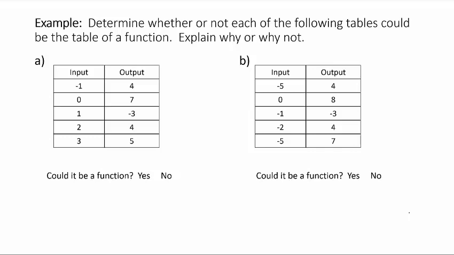So I'm looking at the input values, and do I see any input value that's listed twice? I've got -1, 0, 1, 2, 3. Nope, they're all different. Now I notice in my output values, I have an output of 4 that's listed twice, but that's okay. If I stick -1 into the function, I get an output of 4. If I stick 2 into the function, I get an output of 4. But I'm only getting one output for each of those inputs that I listed. So I'm going to say, yes, this is a function.